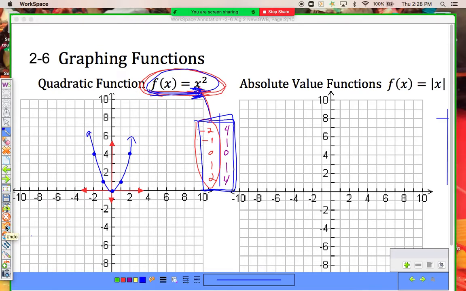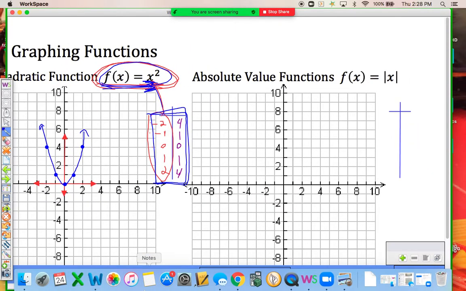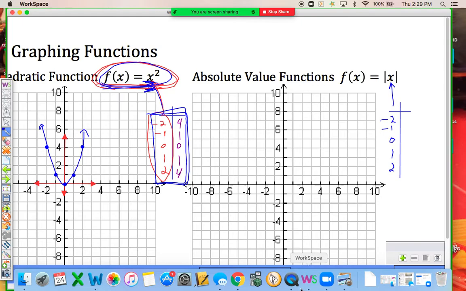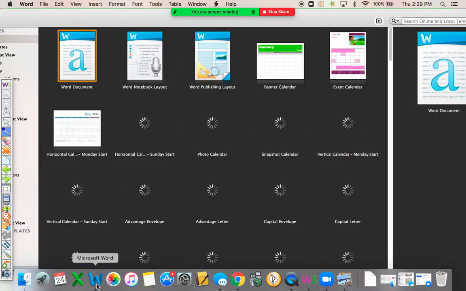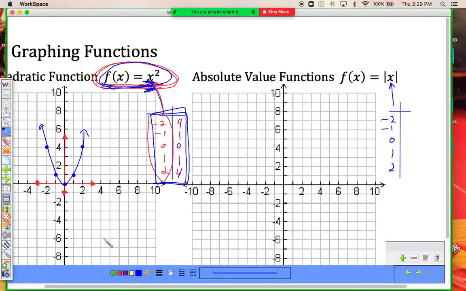All right. The next parent function we're going to talk about is an absolute value function. We're going to do the same idea. I'm going to pick negative 2, negative 1, 0, 1, and 2. I'm going to substitute these values into our absolute value function. So do that. And let's get some points for this absolute value. Let's see what this one looks like. So we're trying to get what our basic parent functions look like. And I'm picking these numbers, substituting them in, and doing the math.